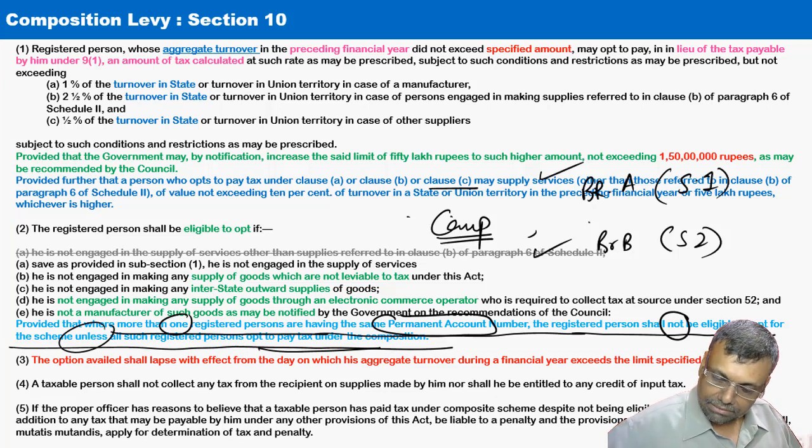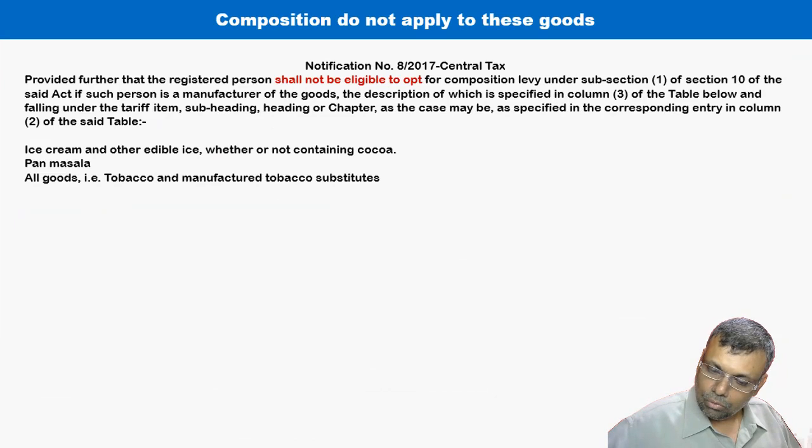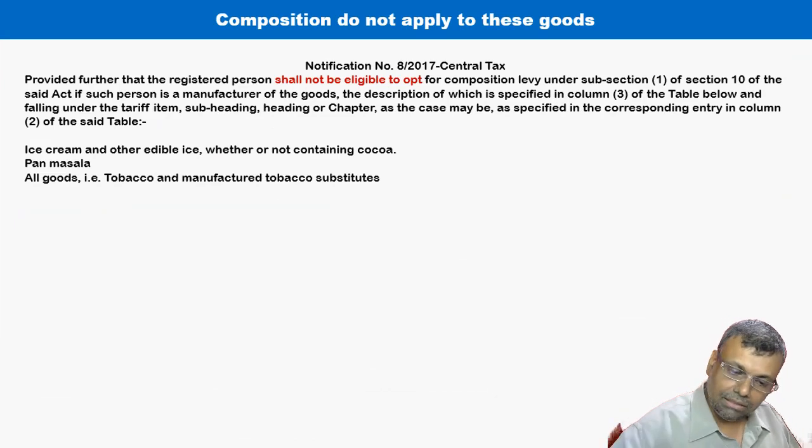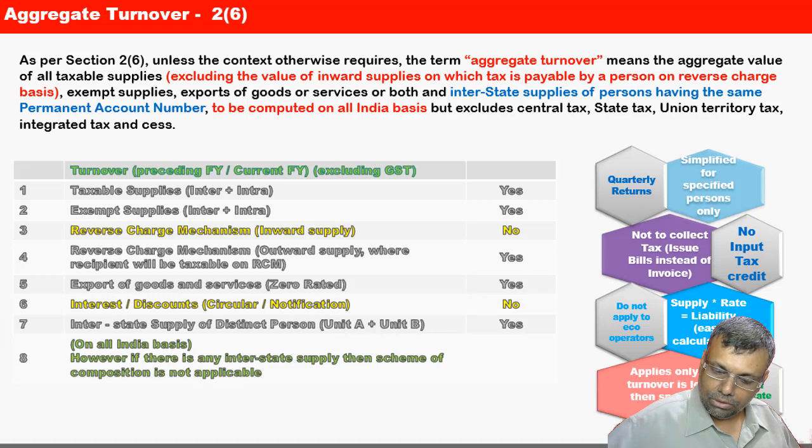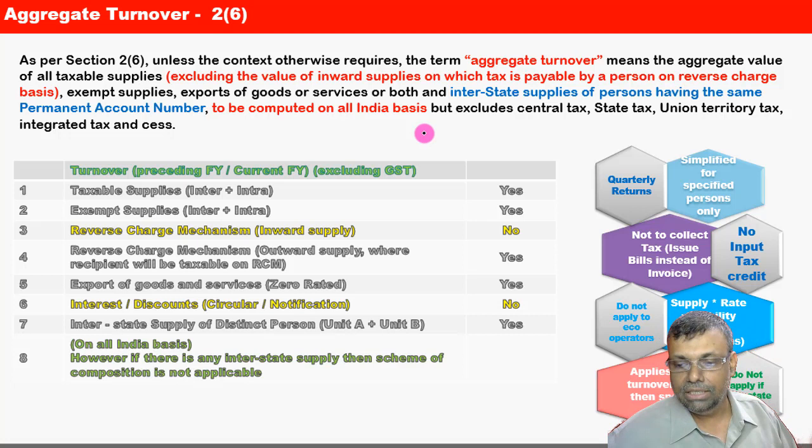Okay, now friends, the next thing which I want to quickly revise here is, I told you that these are the types of goods which are not eligible: ice cream, pan masala, tobacco items. They are not eligible. Now the next thing which I want to bring to your notice is the meaning of turnover, and here students can often make a lot of mistakes.